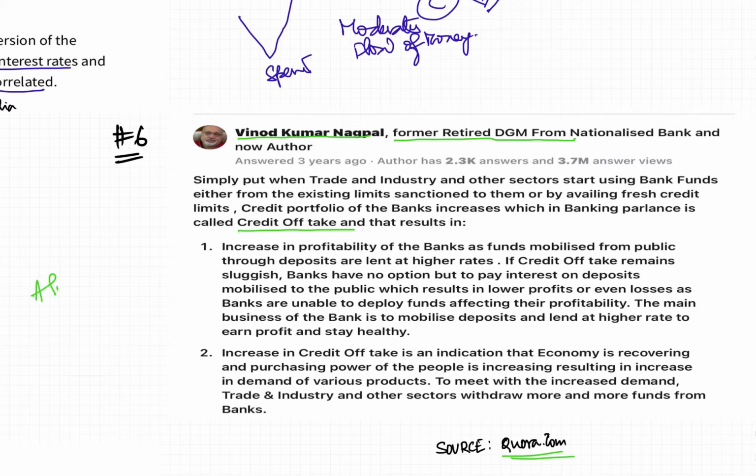Already, credit has been extended to industries. Still, if they want more, right? Wanting more credit is what we call credit offtake.